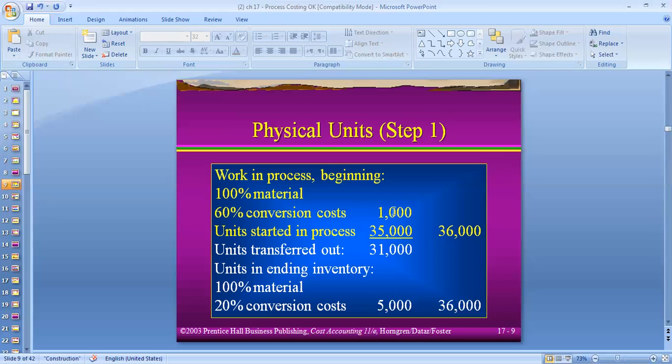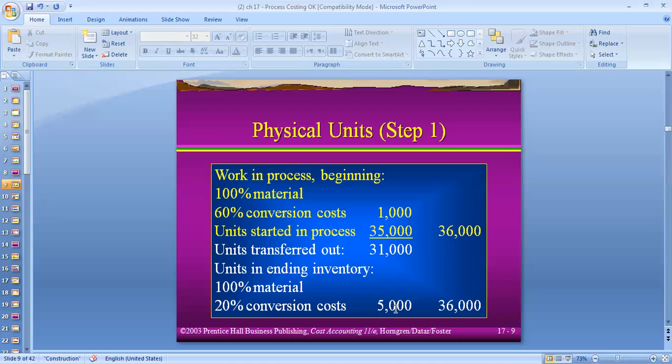So beginning work in process in this example is 1,000 units. Completion rate 100% for material, 60% for conversion cost. Then units started in the process 35,000. So the total to account for is 36,000: 1,000 work in process beginning and 35,000 new units to be produced. The units transferred out is 31,000. So out of 36,000, 31,000 is completed and transferred to the next process.